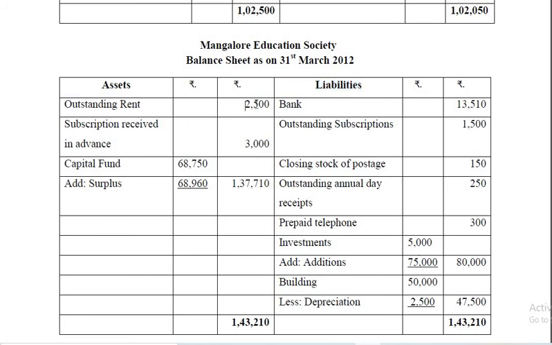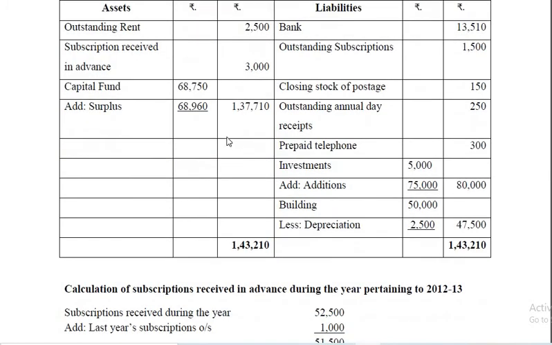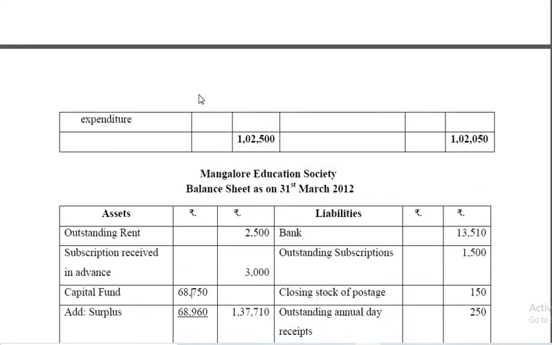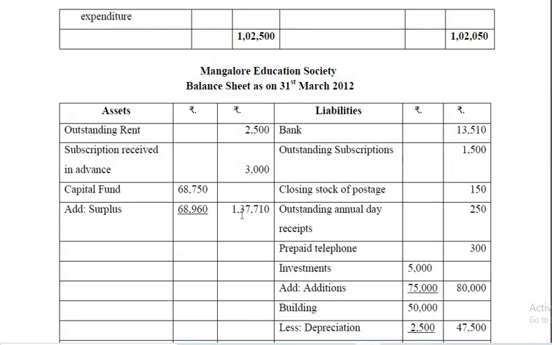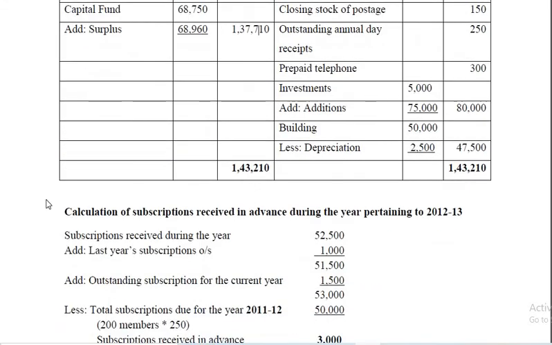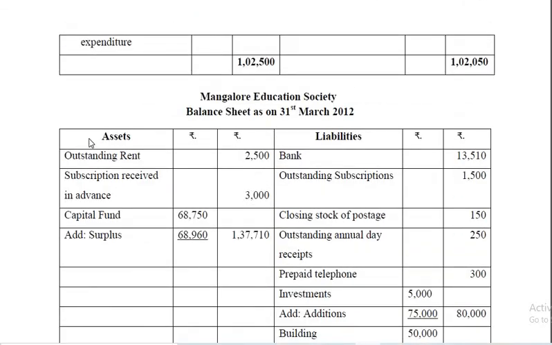Outstanding rent 2,500. Subscription received in advance 3,000. Yes, we have calculated. I have also given a working note on that. Then capital fund in the opening balance sheet you find 68,750. Then surplus, that is excess of income over expenditure 68,960. So that should be added. As a result, 1,37,700. Total of balance sheet is 1,43,210. And very sorry, this should be liabilities and this should be assets. By oversight, that has been written like that.